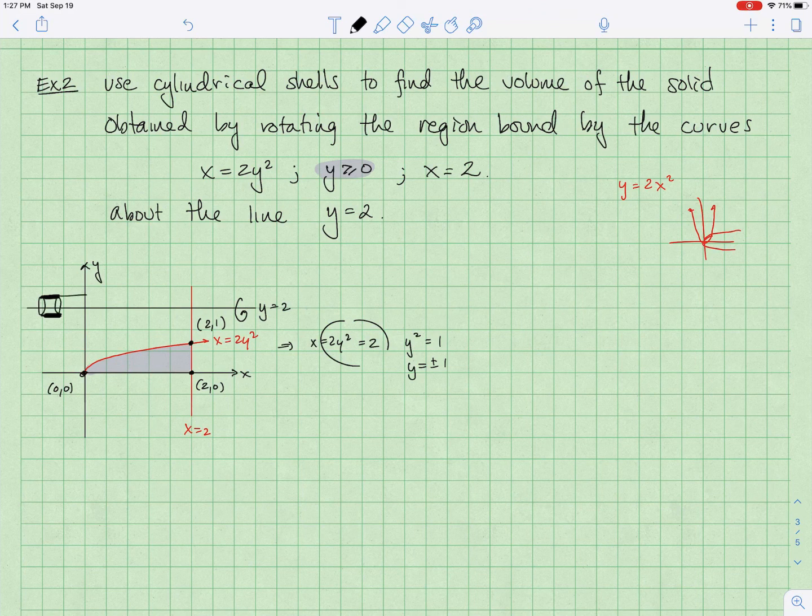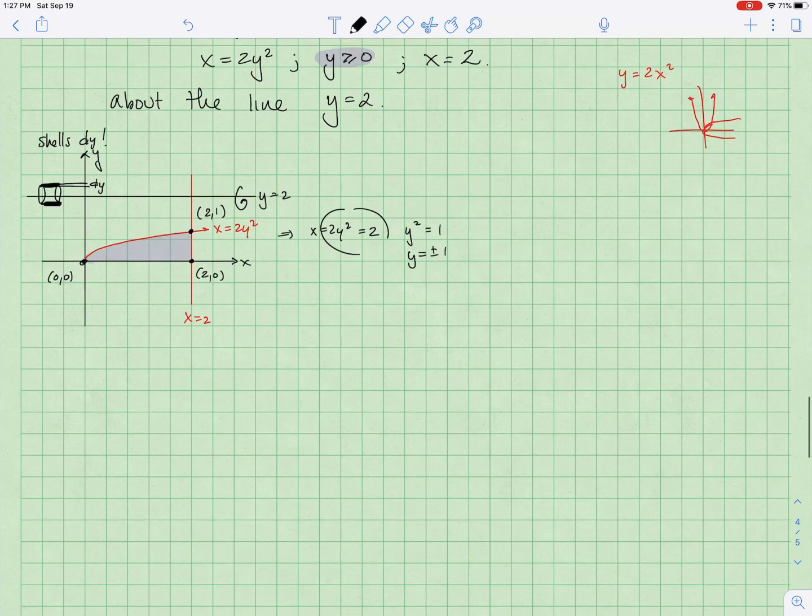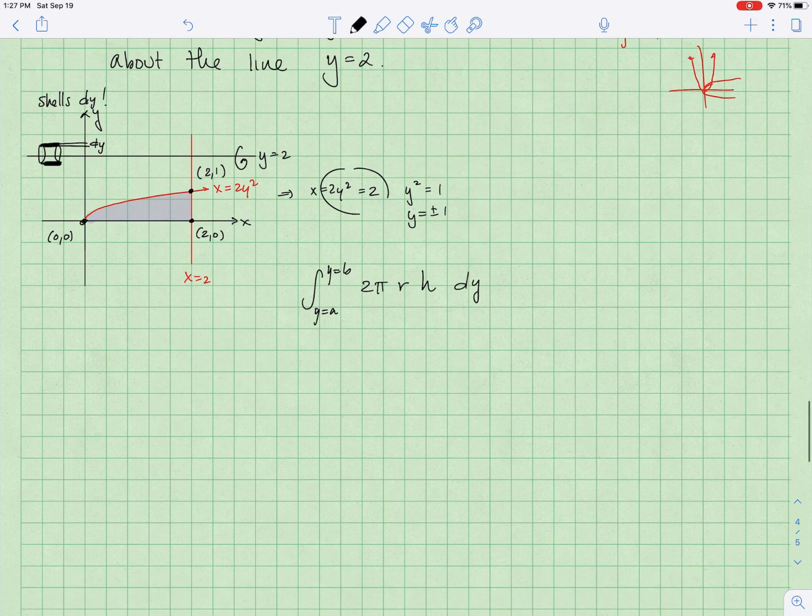And the wall thickness is going to be a small dy here. So we're going to have shells dy. I'll start with that general form. Shells dy is going to be the integral from y equals a to y equals b, or y equals c to y equals d, doesn't really matter, of 2 pi radius times the height integrated dy. So let's talk about what these features are.